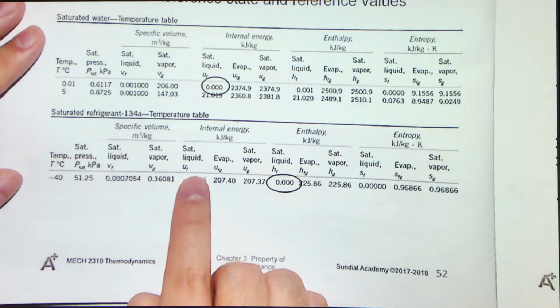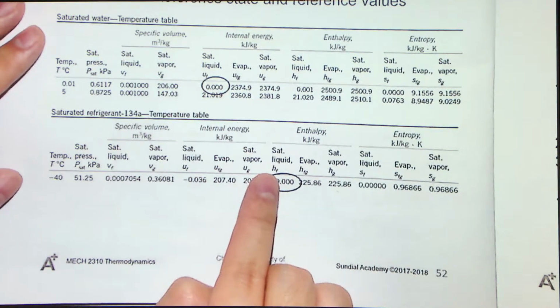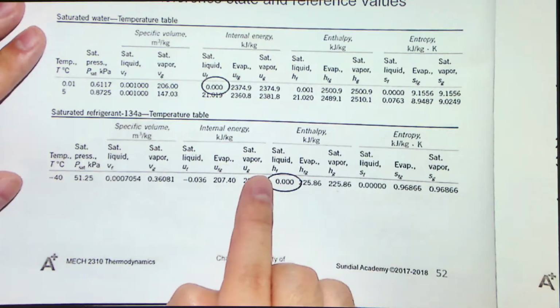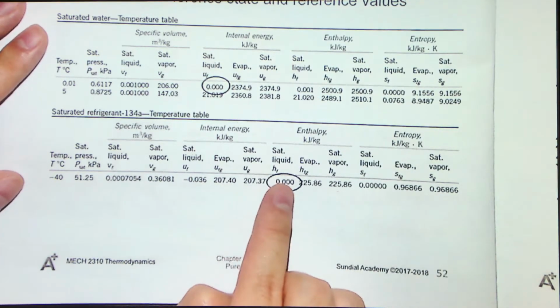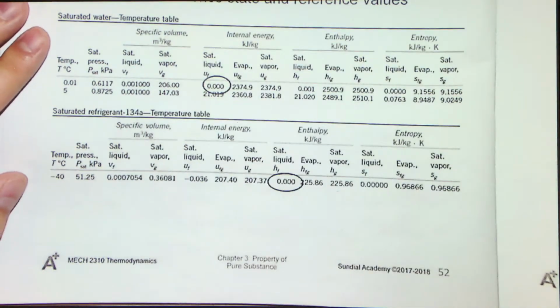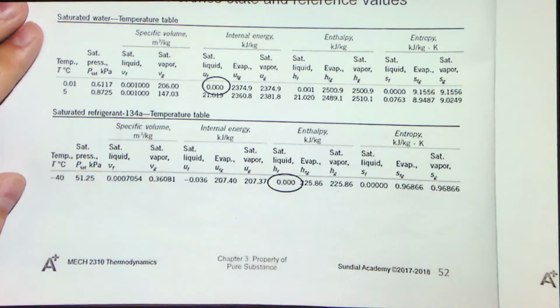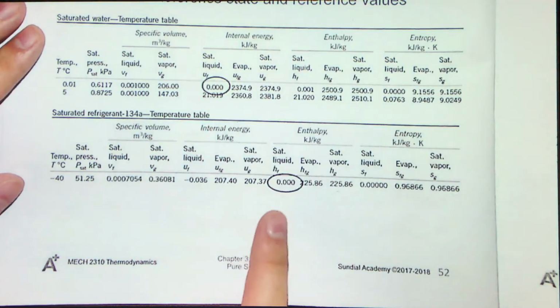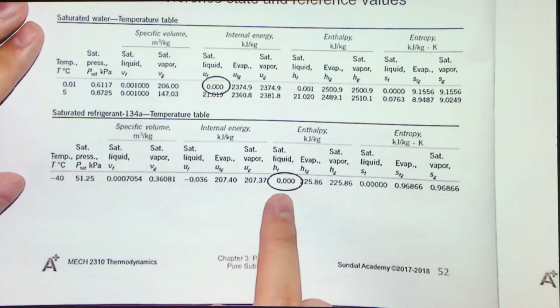Okay, as I've mentioned, the enthalpy is equal to U plus PV, and this PV must be positive. So there will be some kind of difference. So we just take either one of them to be 0. For the water case, we have the internal energy equal to 0. But for the R134A, we have the enthalpy to be 0.